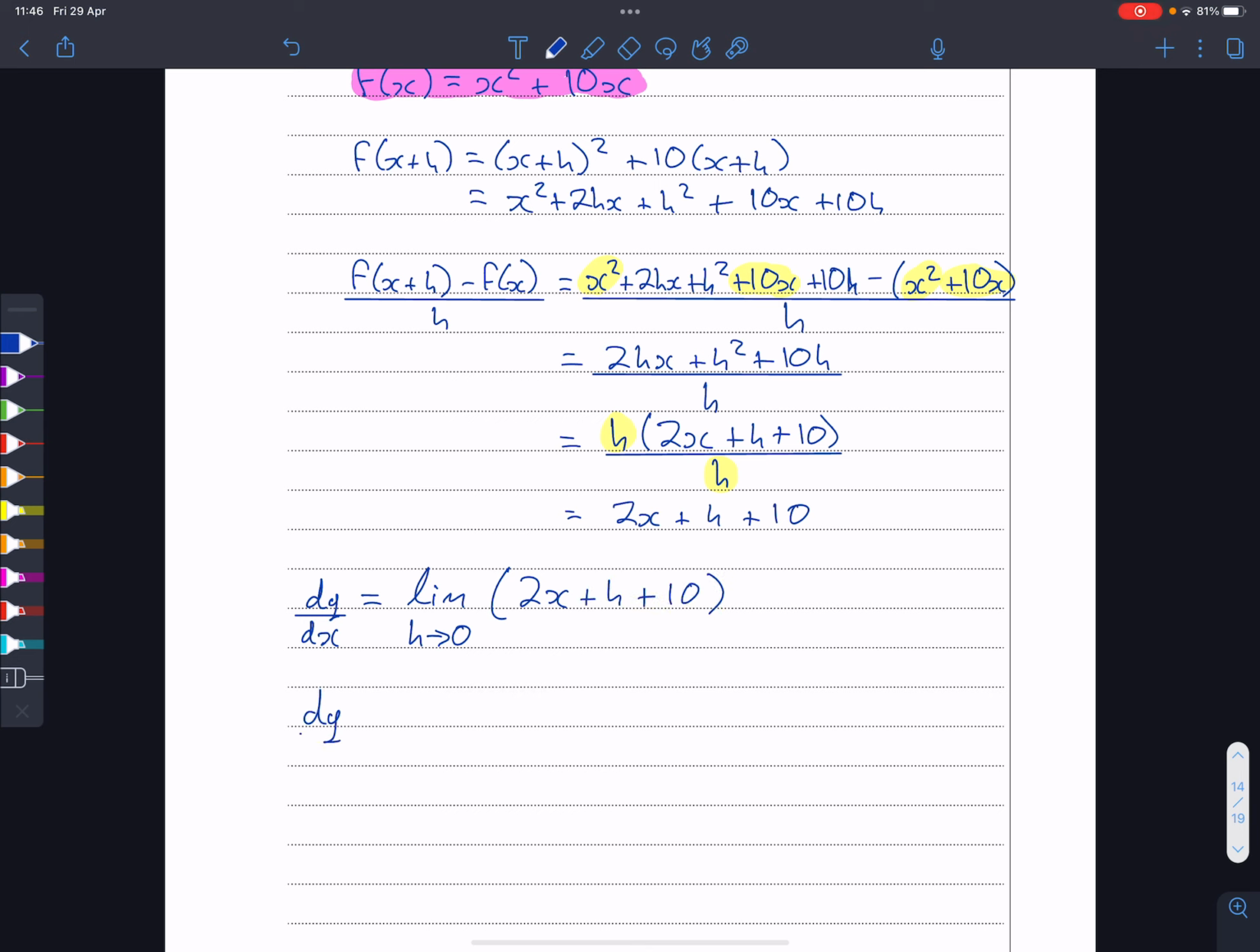So that means that my dy by dx is going to be, well, if h goes to 0, 2x doesn't have anything to do with h, so that's going to stay as 2x. Plus h is going to become plus 0, so that's not going to be there. And the plus 10 has nothing to do with h either, so it's going to stay as plus 10.